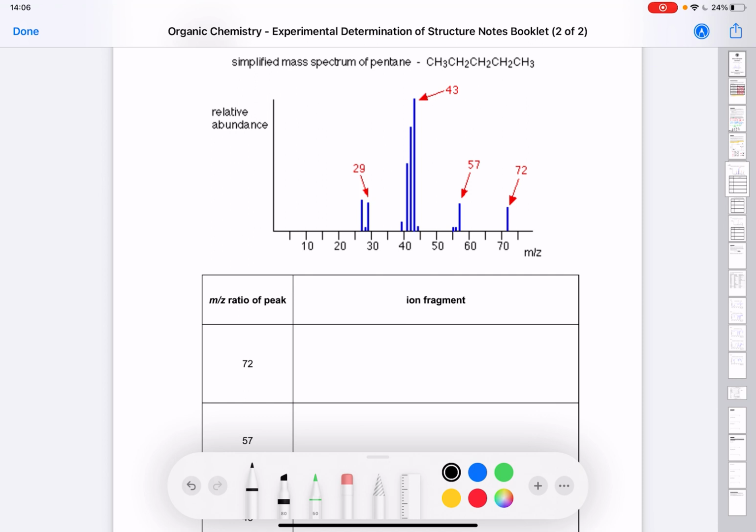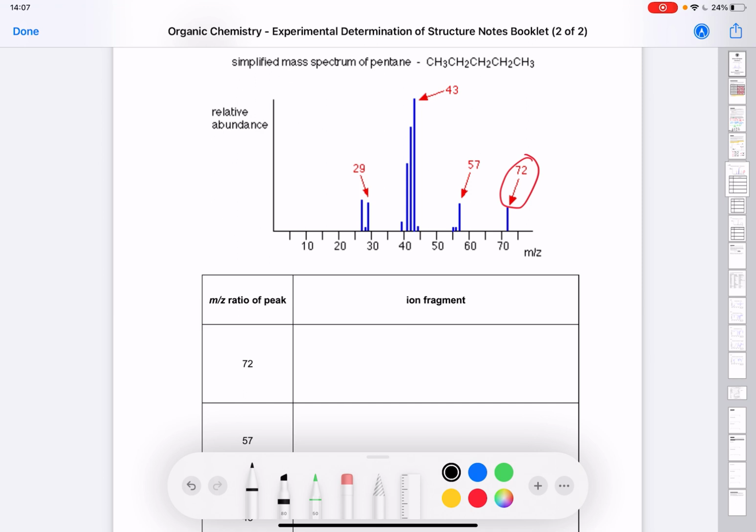So we would expect the peak with the highest mass to charge ratio, and that's the peak at 72. And you can see that that peak at 72 is on its own, it's by itself. So that tells us that we're not really dealing with isotopes in this question. So when we go to look at the ion fragment for that peak, we would expect it to just be the full pentane structure, but with an electron having been knocked off.